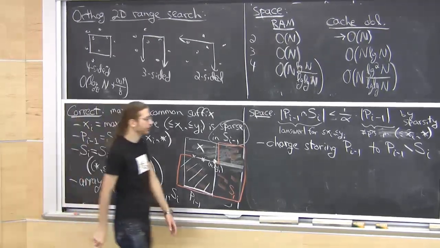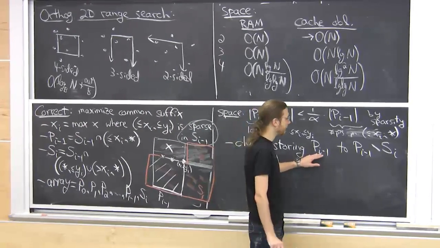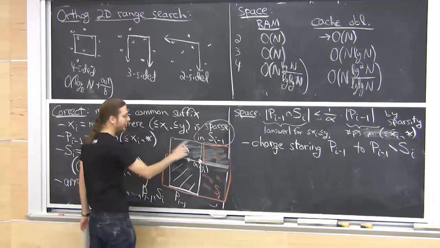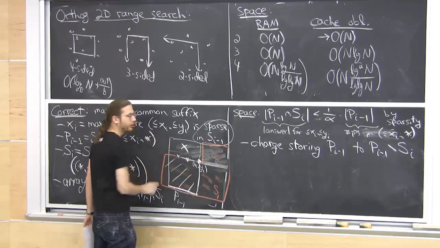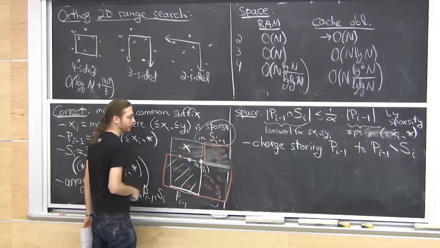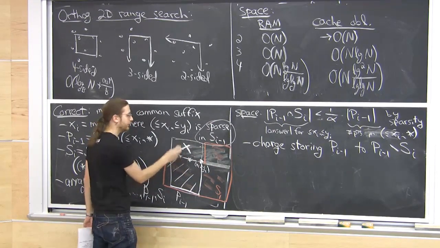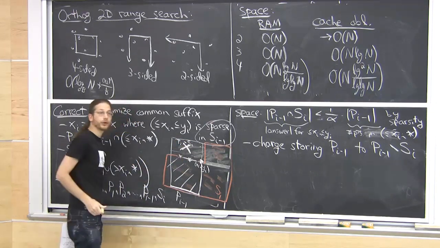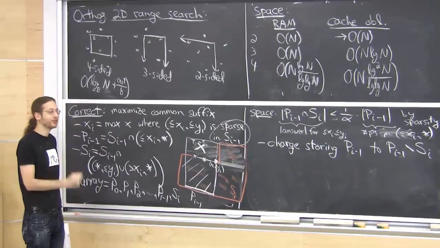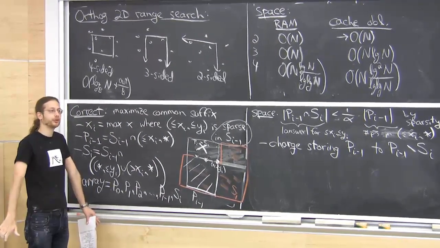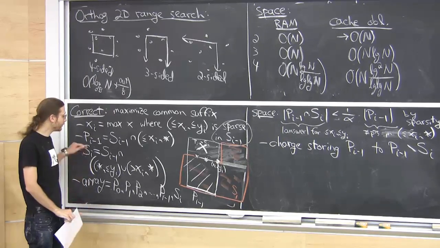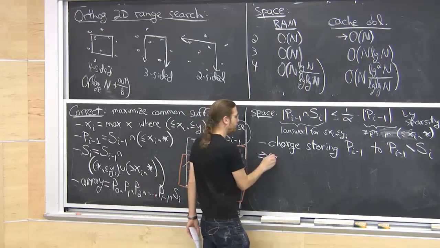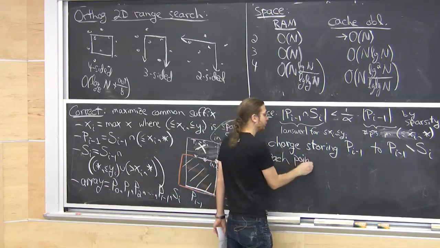And so here's my charging scheme. We have to store P_{i-1}. I'm going to charge it to these points. What are those points? Those are the points that are inside the white rectangle, but outside the red L shape. So that's these points. This is P_{i-1} minus S_i. Those are the points that I'm throwing away. That's good. If I charge them now, I will never charge them in the future, because I just threw them away. They're not in the next S_i. So each point overall in the point set only gets charged once.